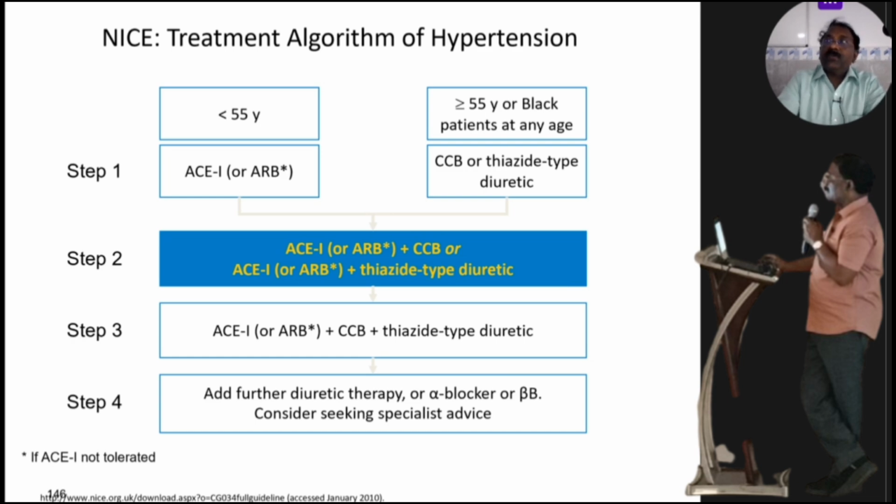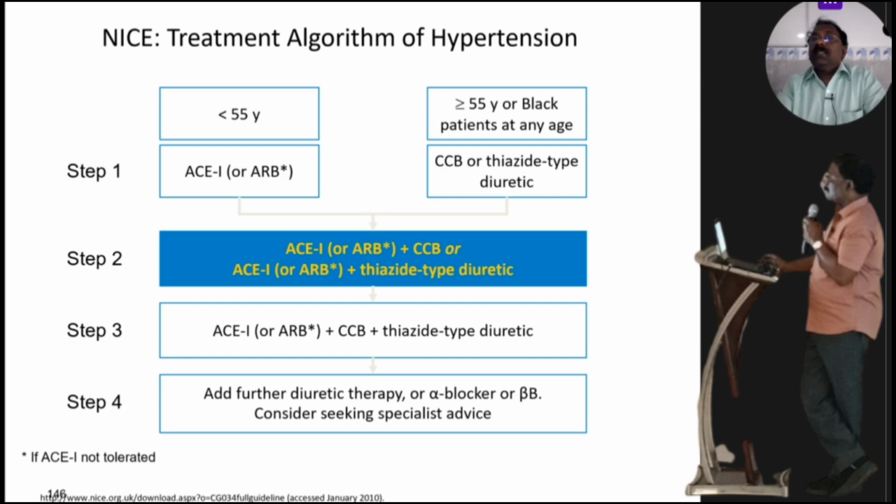And step 4 is very important. Add further diuretic therapy or alpha blocker or beta blocker. Consider seeking specialist advice here. See the beta blocker therapy in step 4. Okay. So earlier beta blockers were the first initial drugs to be added. But now after ARB, after CCB, and after the diuretics, you will have the beta blocker therapy.